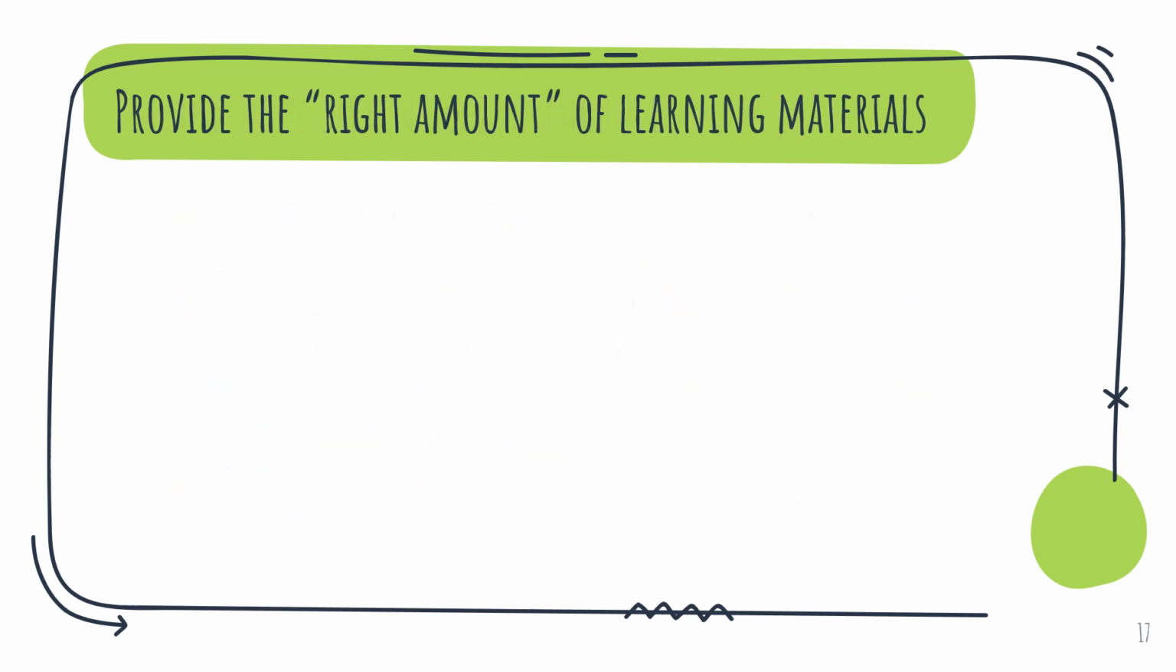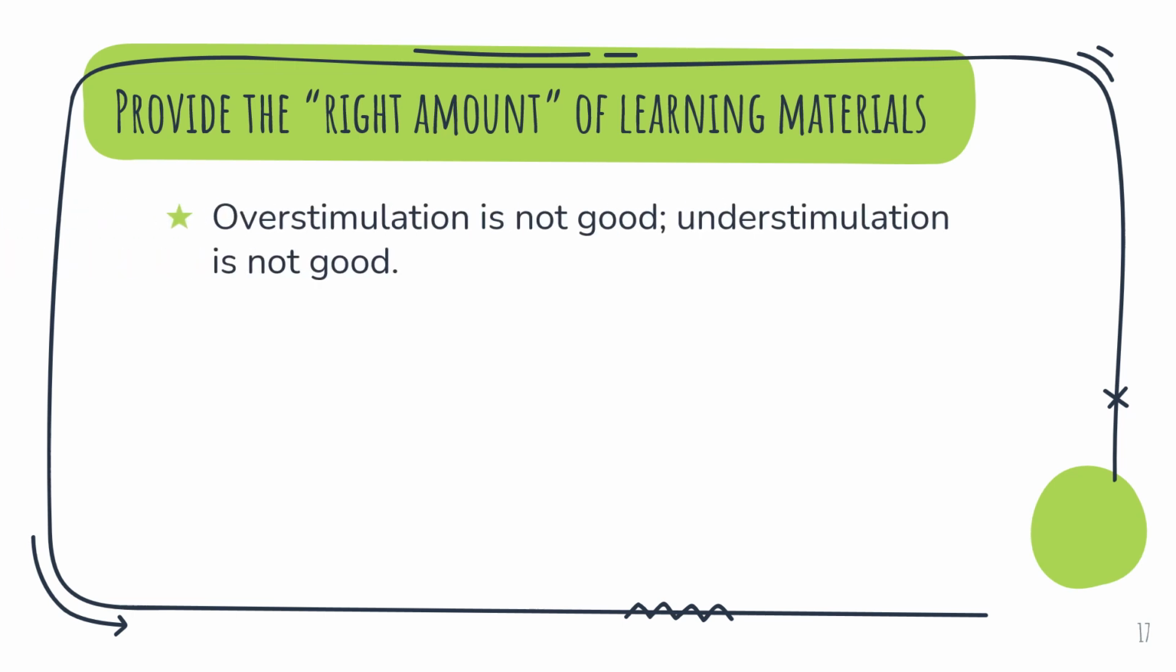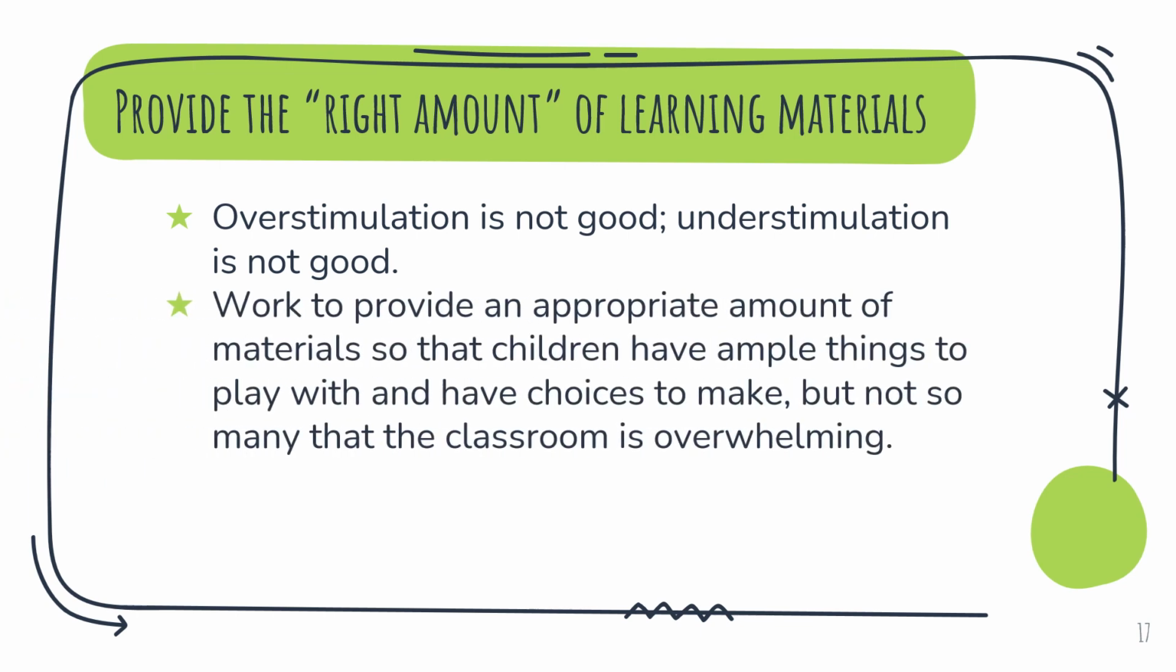Another tip for classroom management is to provide the right amount of learning materials. Overstimulation is not good. Understimulation is not good. We want to work to provide an appropriate amount of materials so children have ample things to do and to play with, and they have choices to make. But we don't want so much stuff in the classroom that it's overwhelming.